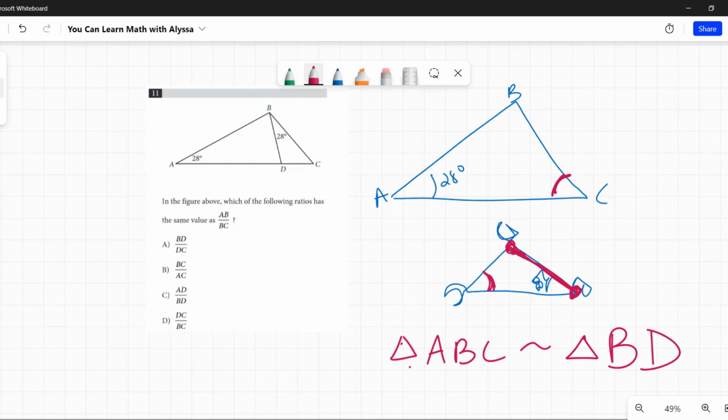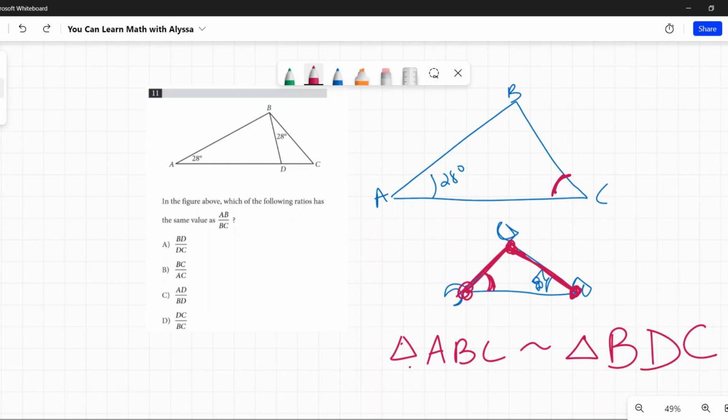I know it's upside down, but yeah. And then I'm ending at angle C. So there's my similarity statement: triangle ABC is similar to triangle BDC. It's very important that the corresponding angles are in the same position. A is the same as B. B is the same as D. C is the same as C. This is super important. You have to do it this way.